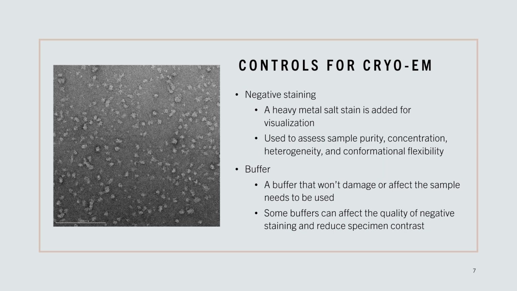Negative staining is used to assess sample purity, concentration, heterogeneity, and conformational flexibility. The choice of buffer for this technique is also very important so that it doesn't damage or affect the sample. Buffers with phosphate, detergents, reducing agents, or glycerol can cause damage to the cells. Additionally, some buffers can affect the quality of negative staining and reduce specimen contrast.